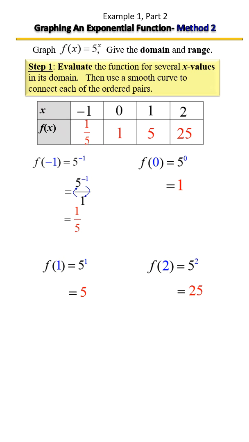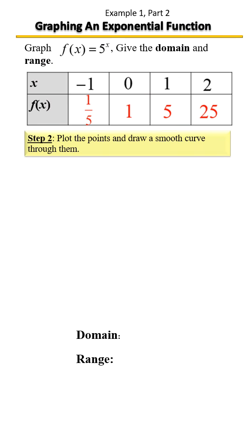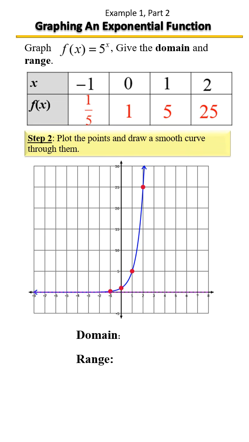And now that we have 4 ordered pairs, we're going to go ahead and plot these ordered pairs on the rectangular coordinate system so that we can sketch our graph. So after plotting the points and drawing a smooth curve through them, this is what our graph looks like. Now let's find the domain and range of this graph.